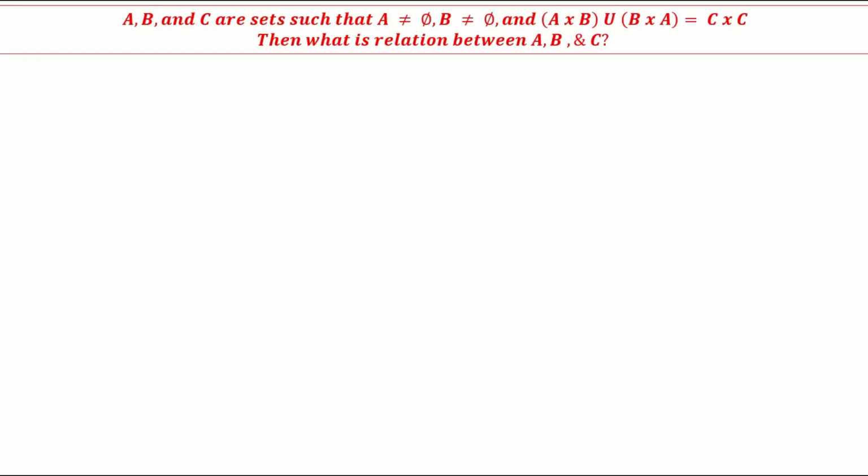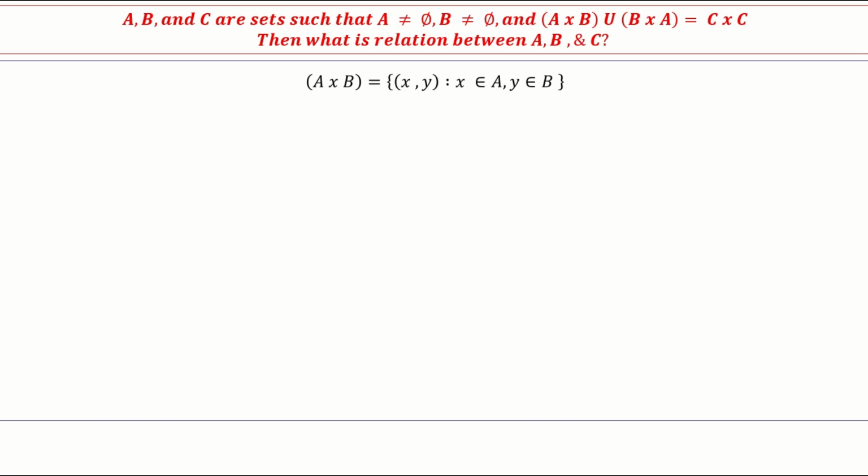Next, A, B, C are sets such that A is not equal to the empty set, B is not equal to the empty set, which means they are non-empty sets. A cross B union B cross A equal to C cross C, which is given. What is the relationship between A, B, and C?